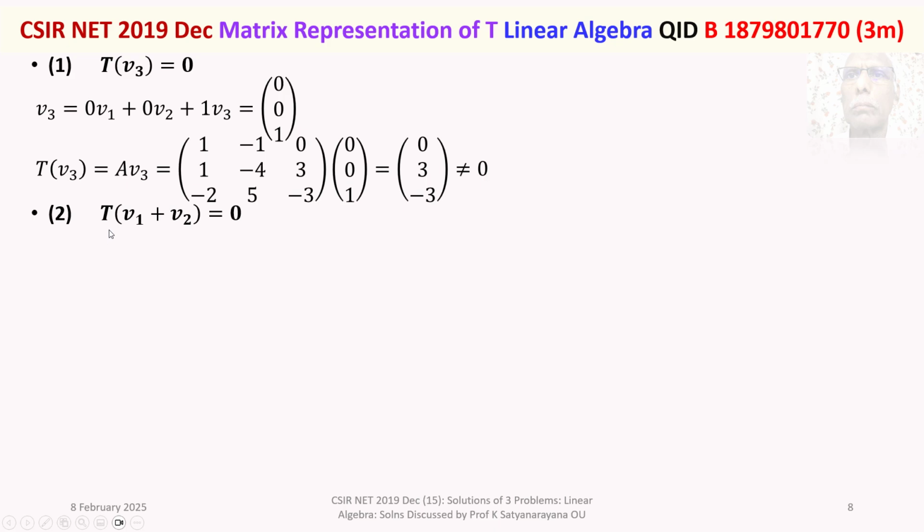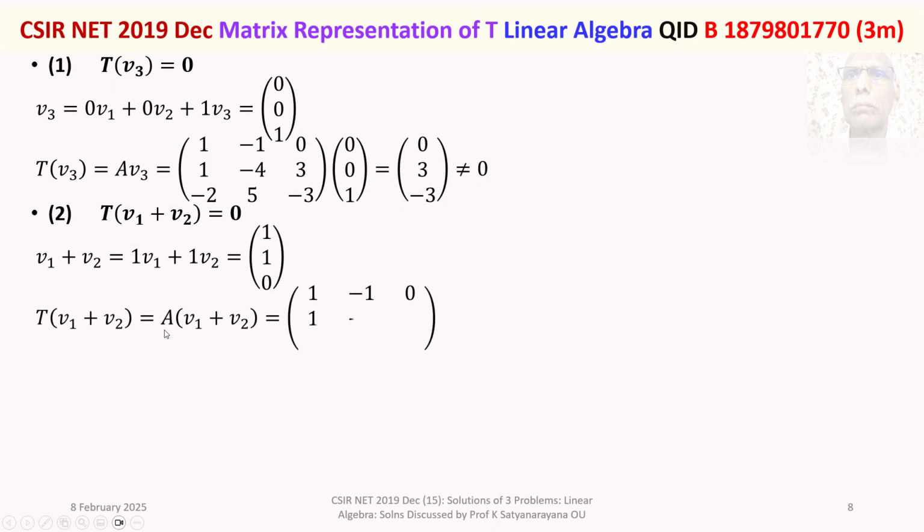Right. Option 2, T of V1 plus V2 is 0. So, V1 plus V2 is 1 V1 plus 1 V2 plus 0 V3, that is 1, 1, 0. So, T of V1 plus V2 is A multiplied by 1, 1, 0. Multiply, you will get 0, minus 3, 3. Agreed. This is also not satisfied.